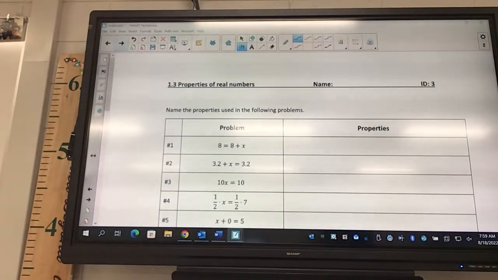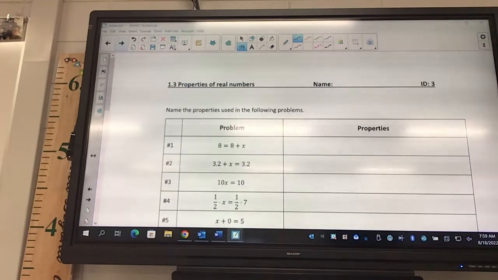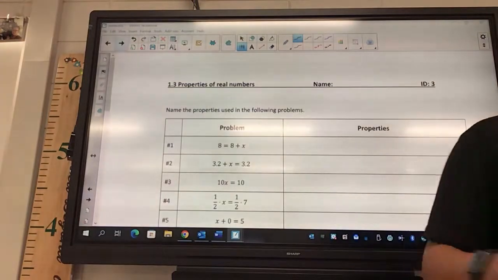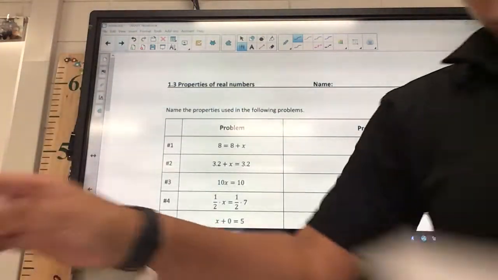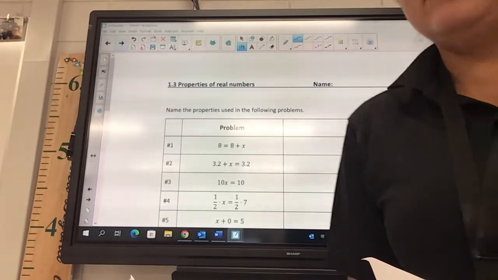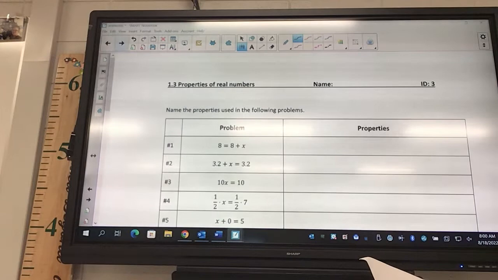Okay, we got 8 equals 8 plus x. What does that need to be to make that statement true? What does x have to be? 0. So look at your sheet. What is that going to be? Additive identity property. I don't need you to write the full thing out, but for the additive or multiplicative, you have to write the second part of the word. You can't just write additive because there's different kinds of additives on here. So you're going to write additive identity.